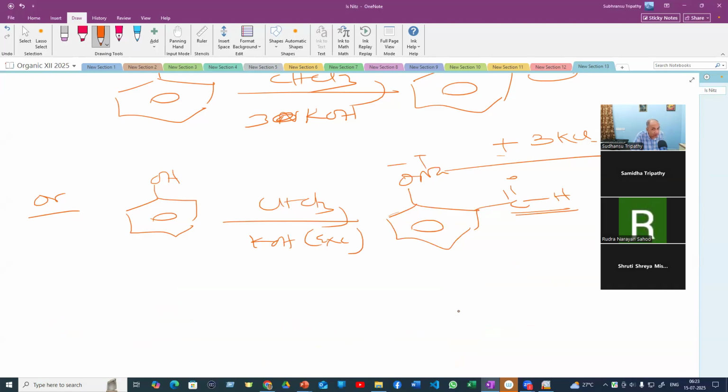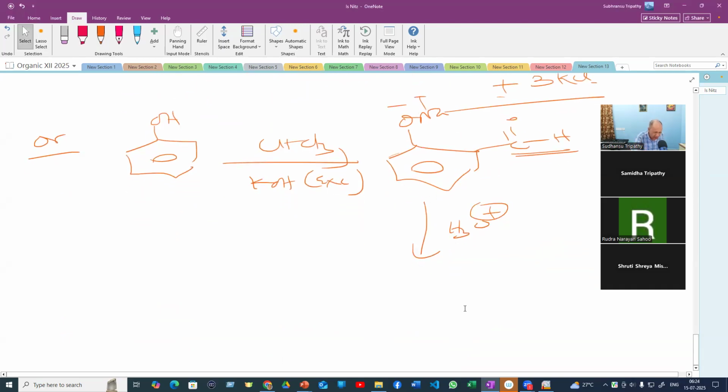Salicylaldehyde is acidic not due to the aldehyde, but due to the OH. But salicylic acid is acidic for both the carboxylic acid and the phenol. Both carry acidic hydrogen. So here you have to go for acidic hydrolysis: add a little dilute sulfuric acid and distill out. This will be neutralized here, OH.